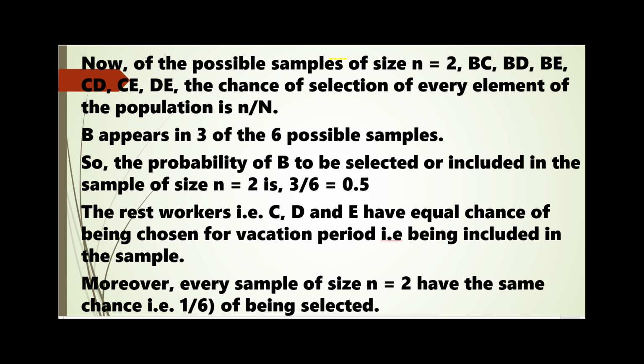B appears in 3 of the 6 possible samples. So, the probability of B being selected or included in the sample of size 2 is 3 divided by 6, which is equal to 0.5. Similarly, P(C), P(D), P(E) equals 1/2 equals 0.5. So, each element of the population has the same chance of being chosen for the vacation period. Moreover, every sample of size n equals 2 has the same chance, i.e. 1/6, of being selected.